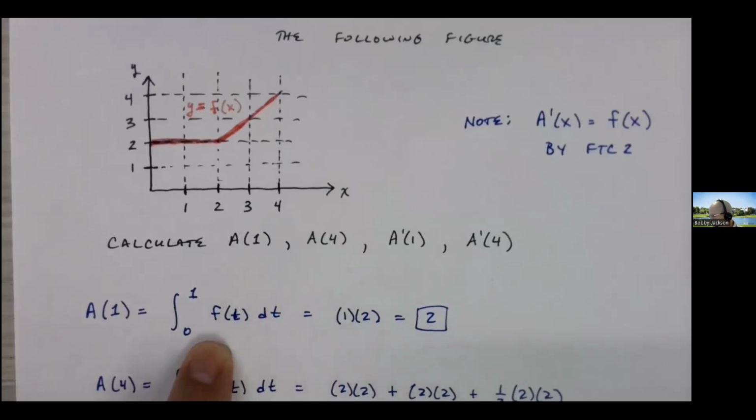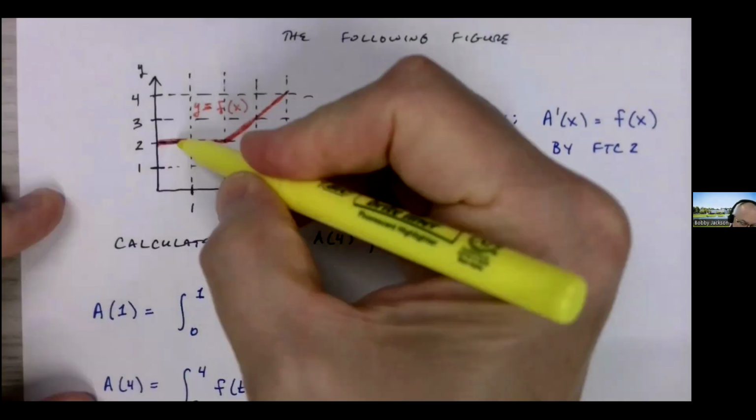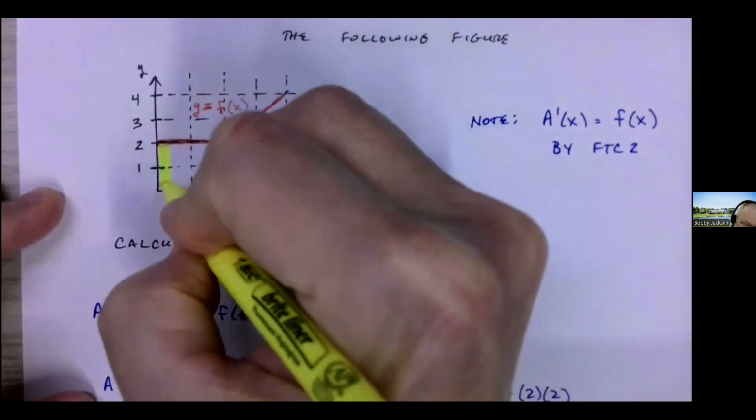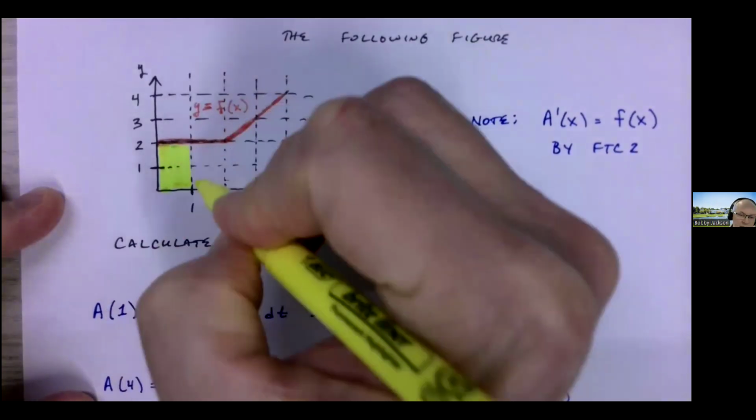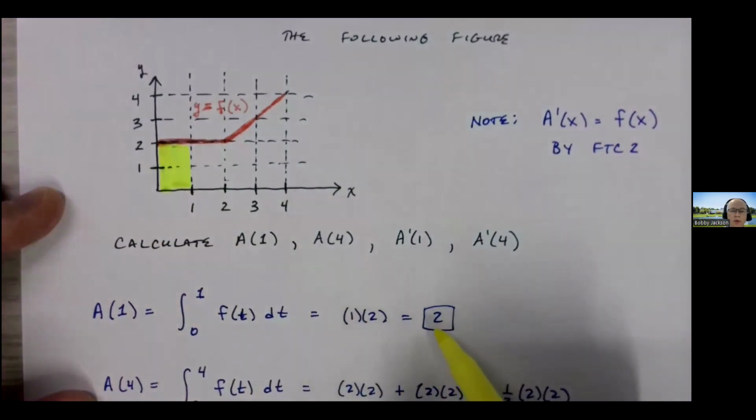And so if I look at that, that is just going to be the area under the curve from 0 to 1. I'm going to shade that in here. And it is just this rectangle, base 1, height 2. So the area will be 2, and that's the value of the function.